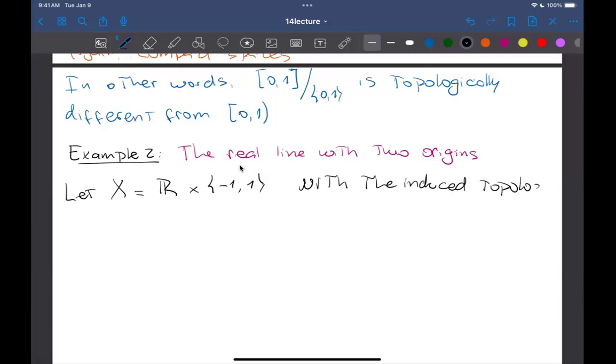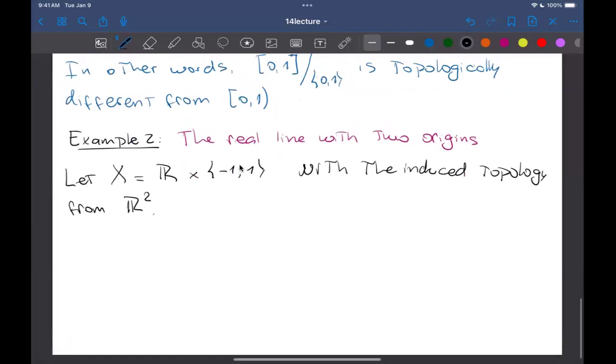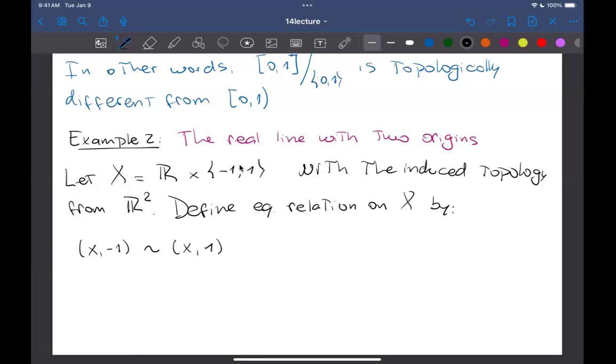from R2. And when I say R2, I just mean the standard topology. So the next step is to define an equivalence relation on X by the following. So the relation is just going to be given by the following: the pair (x, -1) is related to the pair (x, 1) for all x in the reals.